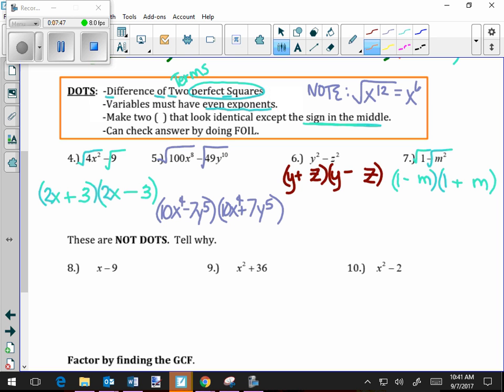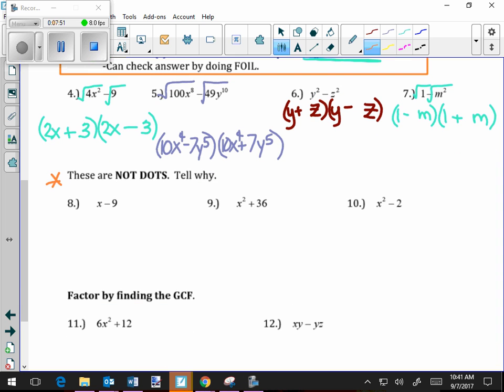In the next section, please notice that the directions say these are not DOTS problems. A lot of times kids think that they are. So when we look at why these are not DOTS problems, you want to go back and remember what the rules are. You have to have two terms in the problem. Both parts of the term have to contain only things that are perfect squares, and there has to be a difference between your two terms. So the D stands for difference.